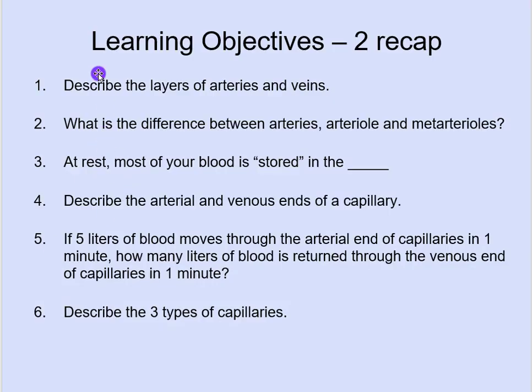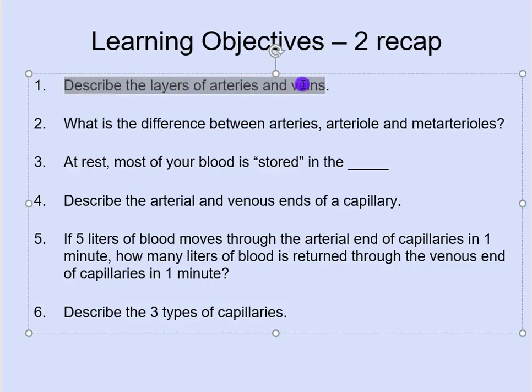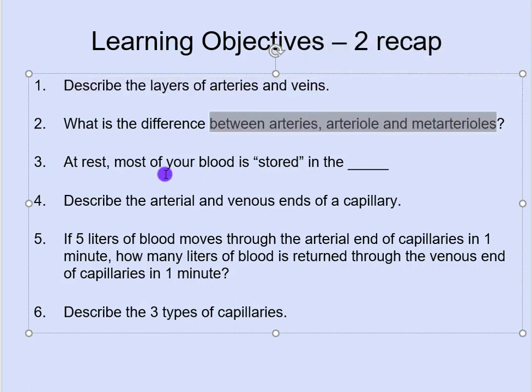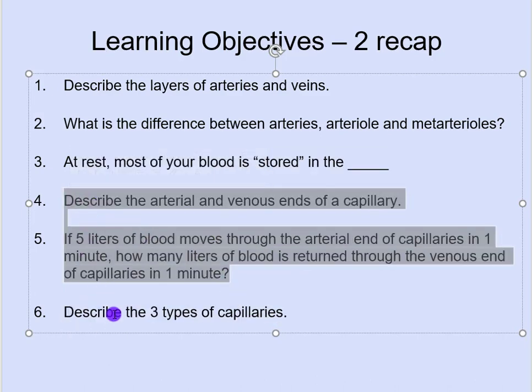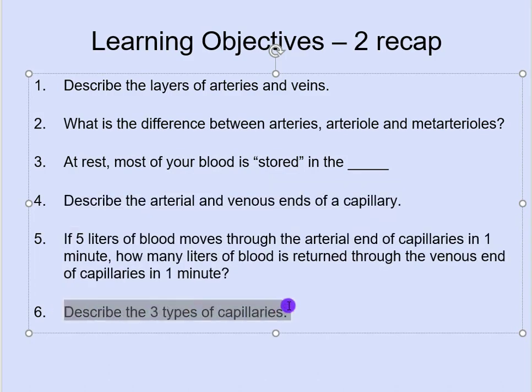All right, so let's see where we're at so far. We've described the layers of arteries and veins. We talked about a little bit of the difference between arteries, arterioles, and metarterioles. We said most of your blood is stored in veins. And what I'm going to do is I actually need to talk about this thing over here, and I'm going to save these two learning objectives for a next video. Okay, so let's describe the three types of capillaries.